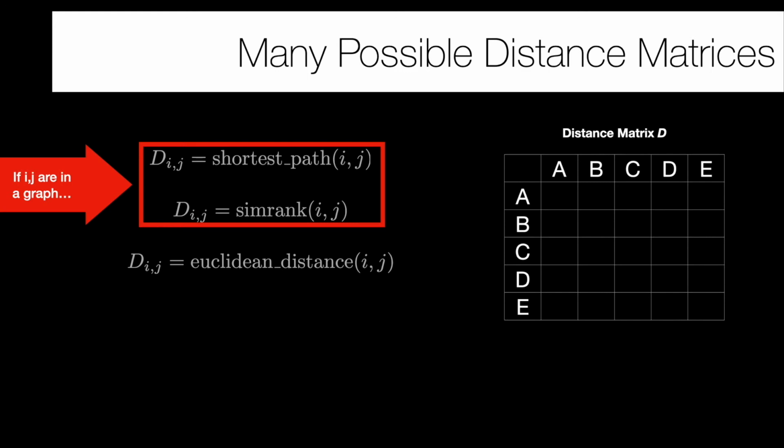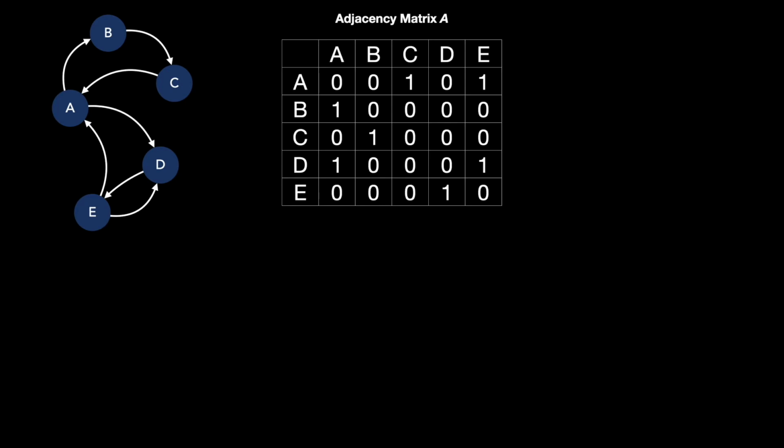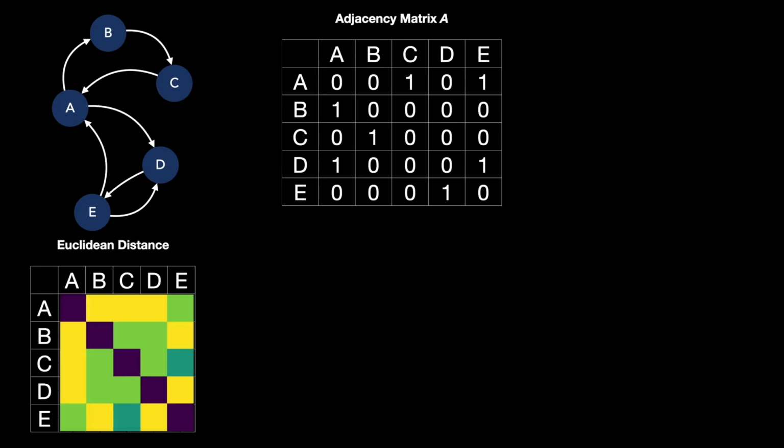You can calculate the distance between two elements using Euclidean distance, or Hamming distance, or cosine similarity, or Jaccard similarity, or many others, and fill out this matrix in a different kind of way. Similarly structured, but very different kind of information that you might extract. So for instance, if we have this adjacency matrix, we can evaluate things like Euclidean distance on this matrix. It's a pairwise square matrix where we have distances between all pairs.